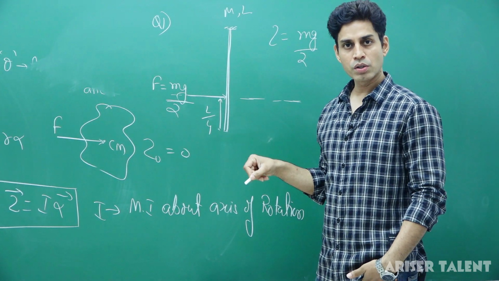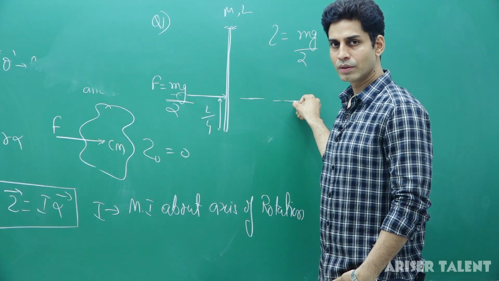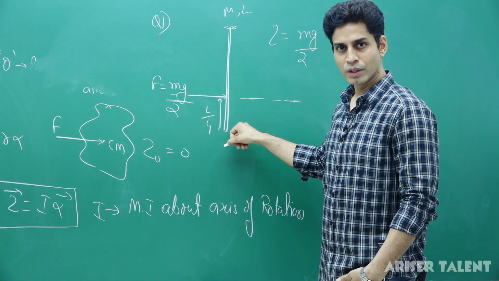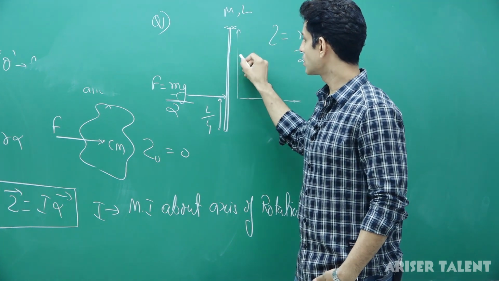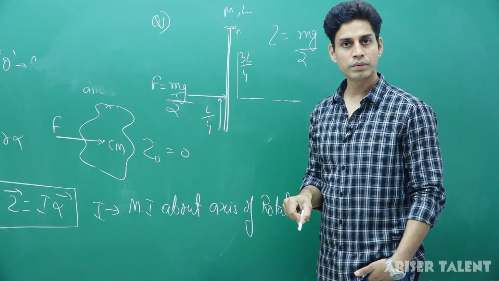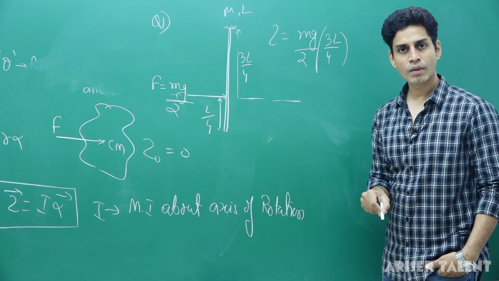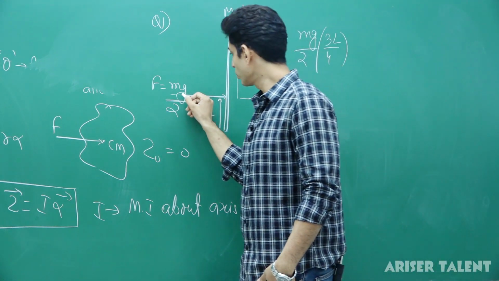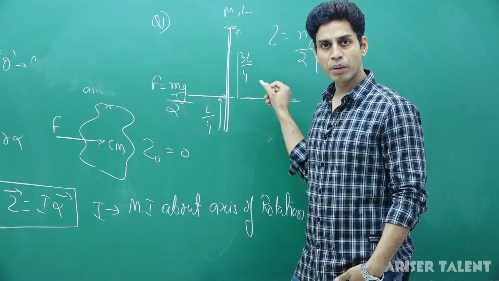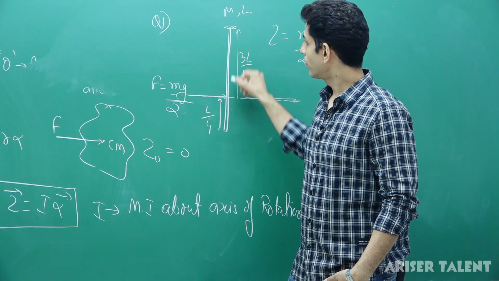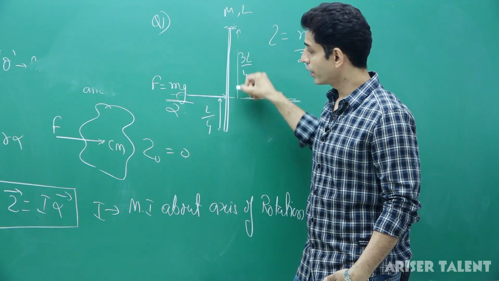And the perpendicular distance of this mg by 2 line of action from the axis of rotation is how much? It is not L by 4. This L by 4 is given so that you can calculate this distance. This is the axis of rotation. This is 3L by 4. I repeat, this is the horizontal force mg by 2, this is the line of action. Now the perpendicular distance of this line of action from the axis of rotation is 3L by 4. L by 4 is given, so we can calculate 3L by 4.